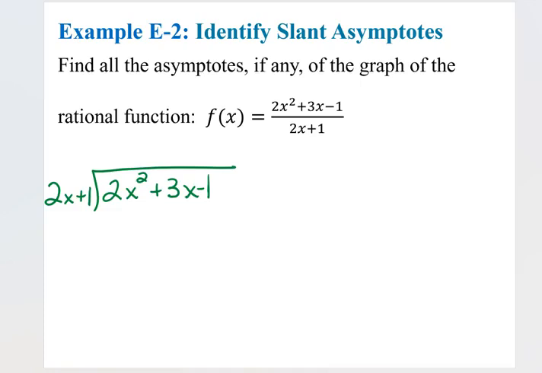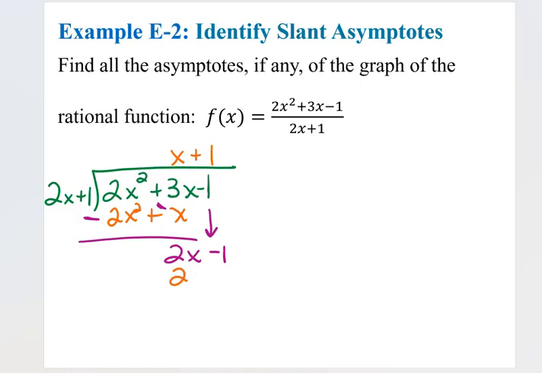All right, so 2x times x would give me 2x squared. So multiply all that out, and I get plus x. And then again, you're going to subtract that. The leading term's going to fall away. You're going to get 3x minus x, which is 2x. Bring down your next term of minus 1. So how many times does 2x go into 2x? It goes one time, so plus 1. 1 times 2x is 2x. 1 times 1 is positive 1. Again, you're going to subtract all that, and you're going to get a remainder of negative 2.